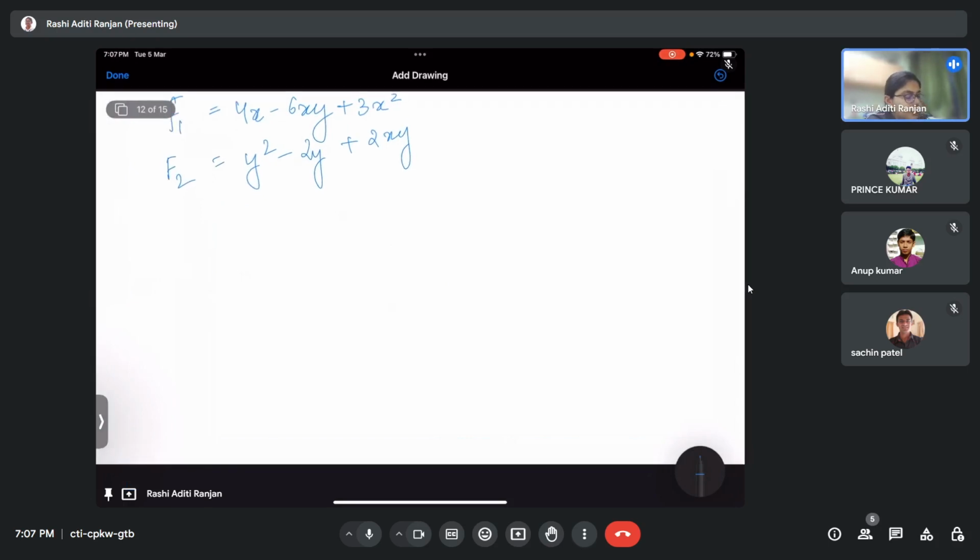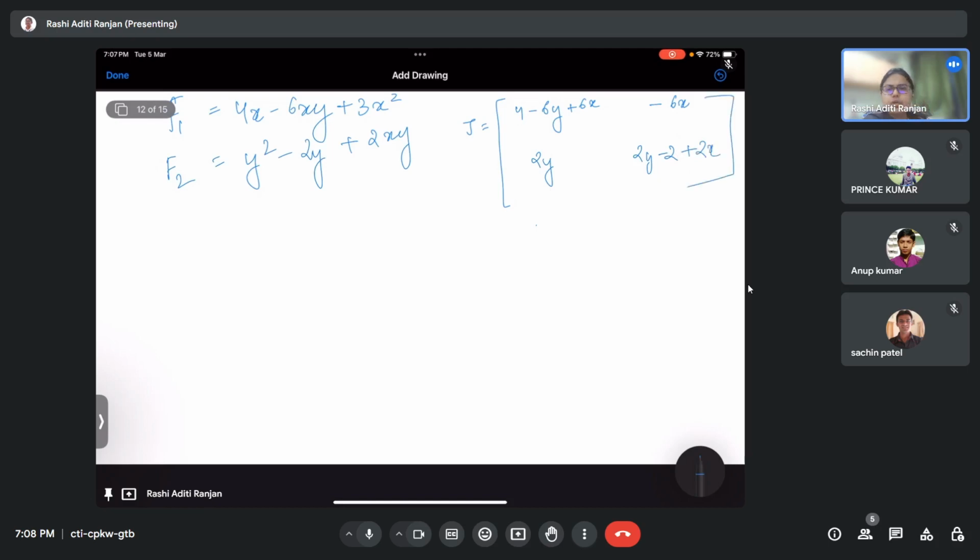So if you want to find the Jacobian, what is it going to be? The first entry is the differentiation of f1 with respect to x. We'll have 4 minus 6y plus 6x. Then the differentiation with respect to y will give you minus 6x. Then here you differentiate f2 with respect to x, which gives 2y, and the differentiation with respect to y gives 2y minus 2 plus 2x.